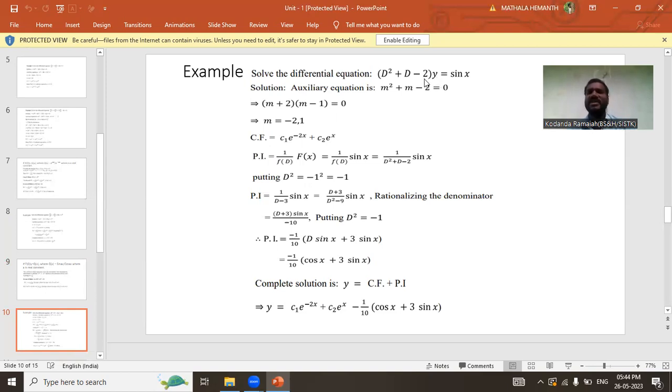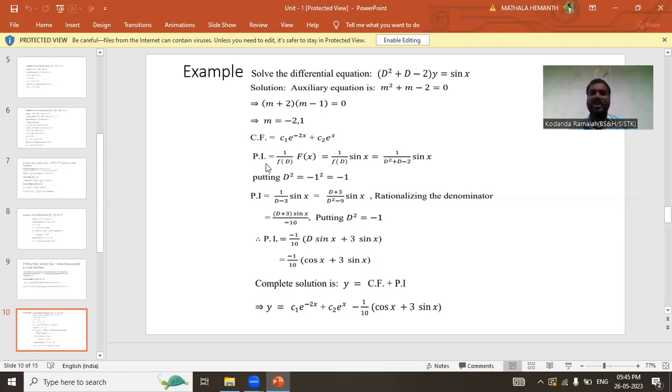The complementary function always depends upon the LHS term of the given problem. So the auxiliary equation is m square plus m minus 2 equals 0. Find the roots of this equation, using either the factorization method or minus b plus or minus root of b square minus 4ac by 2a. That can be written as (m plus 2)(m minus 1) equals 0, so m equals minus 2, 1. These are two real and distinct roots. So the complementary function is c1 e power minus 2x plus c2 e power x.